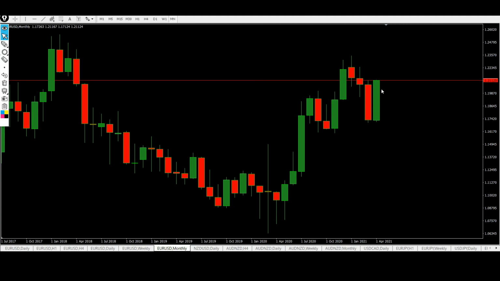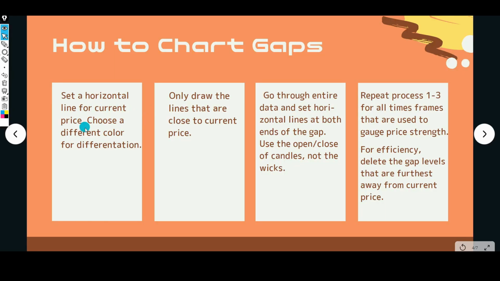So current price is here. We'll set that horizontal line at that price level. Okay, let's go on to the remainder of that text. Alright, choose a different color for differentiation.